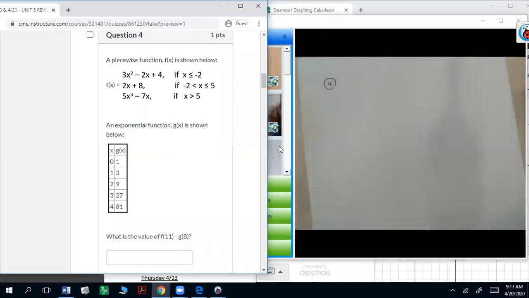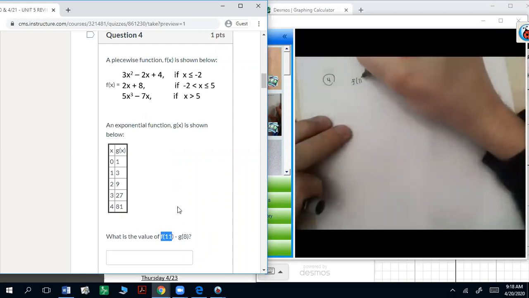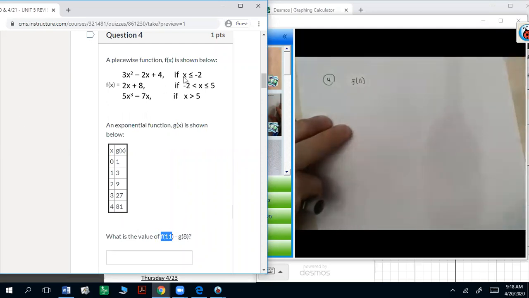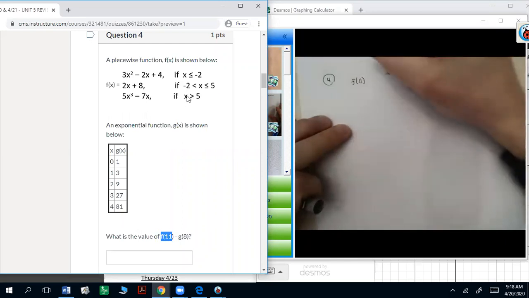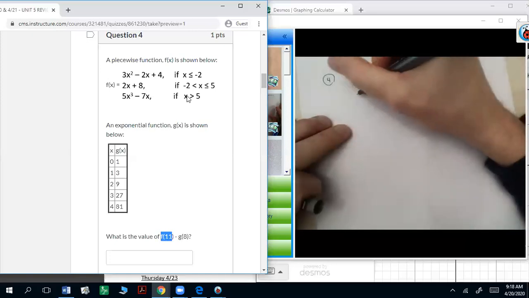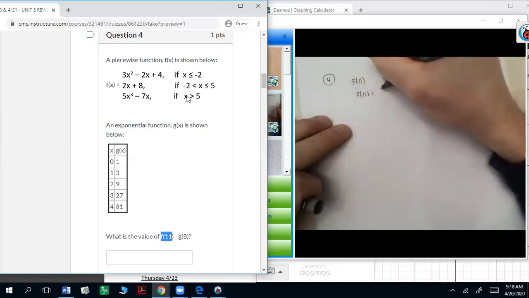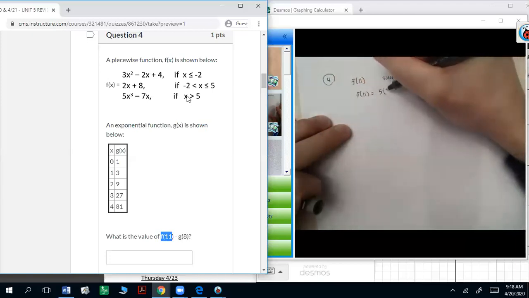Okay, so in this problem, since the question says, what is the value of f of 11 minus g of 8, we first want to go up to the piecewise function. That's your f function. And we want to figure out where to plug in 11. Since 11 is not less than negative 2, and it's not between negative 2 and 5, 11 is greater than 5. So f of 11 is what you get when you plug 11 into the bottom function.